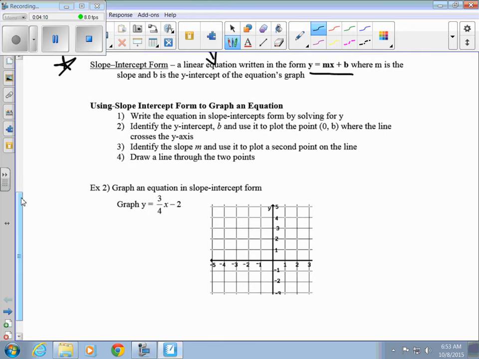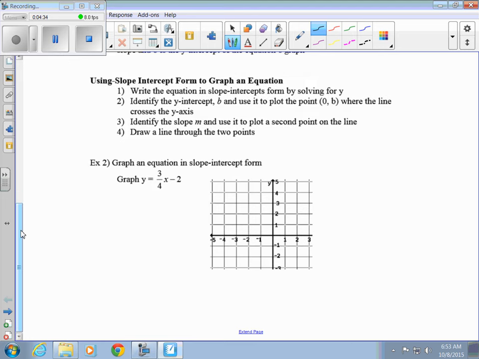Write the equation in slope-intercept form. So you want to get y by itself, y equals something. And that's why we've done some of those other problems that we did in sections 1.4 and 1.5 where we solve for the variable. We're going to identify the y-intercept, which is b, and use it to plot the point (0, b) where the line crosses the y-axis. Then find the slope and use that to find your second point, and then draw a line through there.